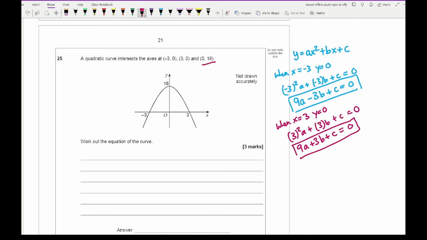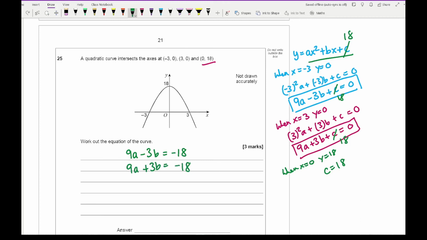And then using the last one, let's use a different colour, when x equals 0, y equals 18. So everything's going to disappear in this apart from c. So c equals 18. So there I've got one of my values. So I can cross out c and make that equal to 18. Now if I do the same, what I end up with is two simultaneous equations. So I've got 9a minus 3b equals minus 18. And I've also got 9a plus 3b equals minus 18.